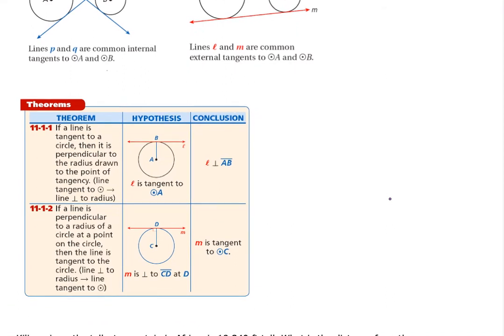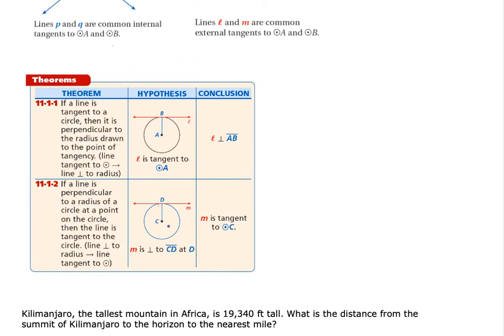Here are some theorems. If a line is tangent to a circle, then it's perpendicular to the radius. Okay? So because it tells us that line L is tangent to circle A, that means it is perpendicular to segment AB, the radius. And vice versa, it's the same thing. If you have a radius that's perpendicular to a line, then we can be sure that that line is actually tangent to the circle.